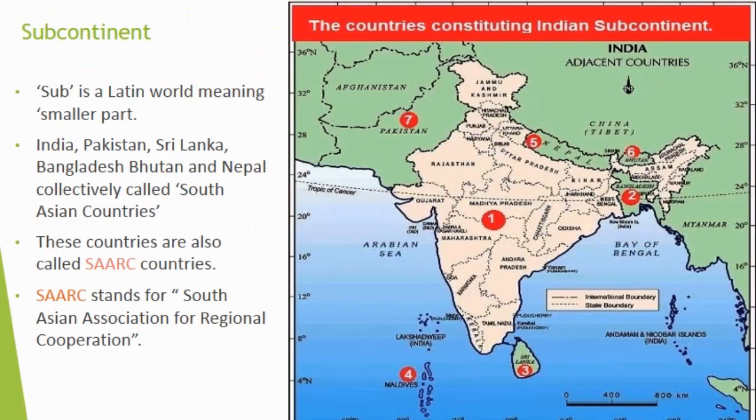Students, in this slide we will discuss the term subcontinent. India and Pakistan together are called a subcontinent. The word sub is a Latin word meaning smaller part. A continent is a huge mass of land. India and Pakistan, though they cover a big area, are smaller than the other continents.